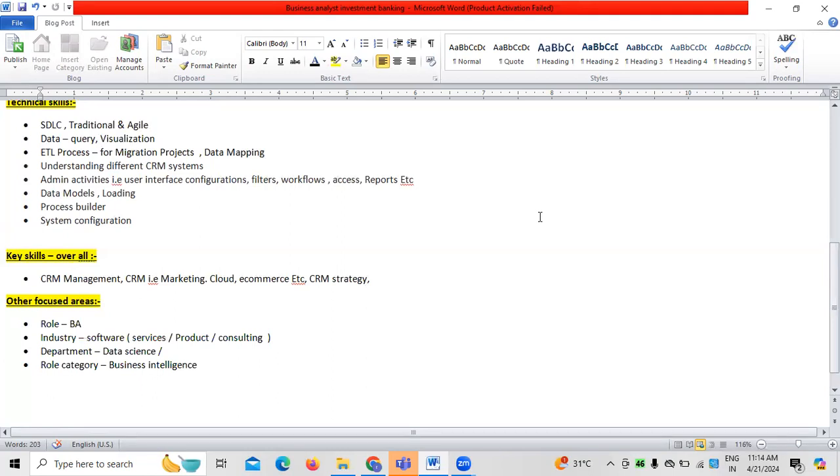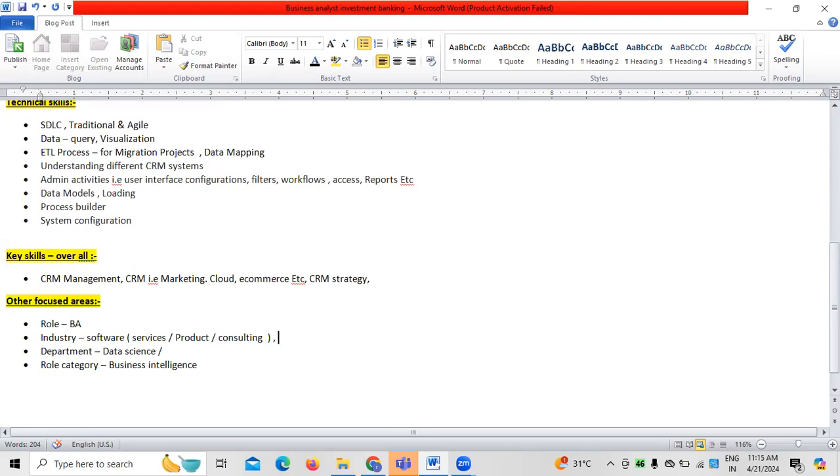Now, when we are applying for job opportunities as a business analyst, we need to understand what the focus areas are. Normally, this industry belongs to software services. This is one industry because software companies require Salesforce BAs, and these software companies may be service-based, product-based or consulting-based companies. Service-based means they provide solutions for a particular customer. Product-based means they develop products. Consulting means they provide consulting services for customers.